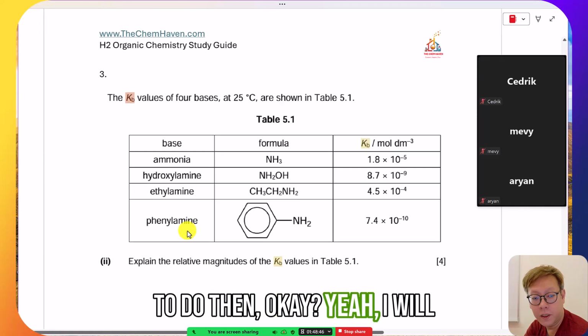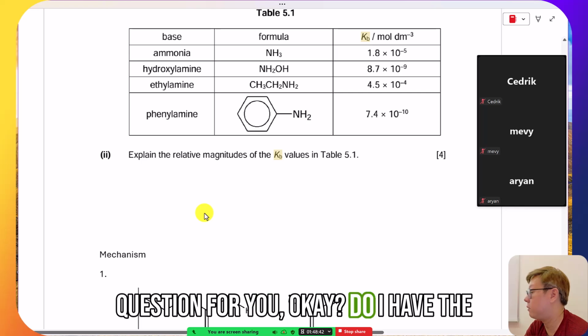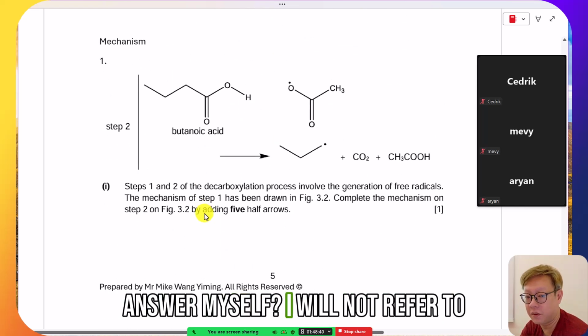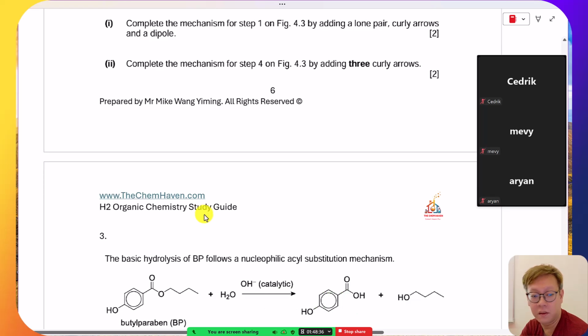I will prepare the solution set for these questions for you. I'll write out the answer myself. I will not refer to the school answer. In fact, I don't like to refer to the school answer.